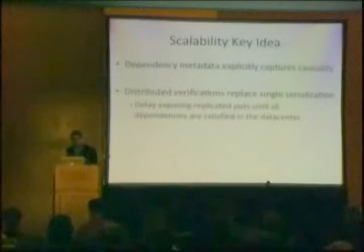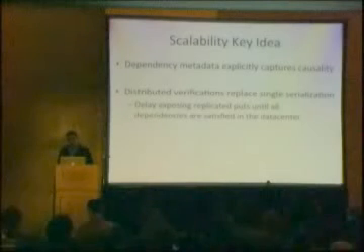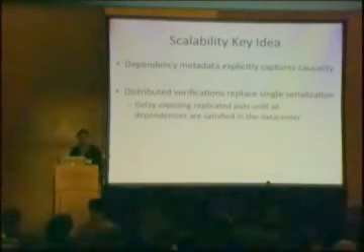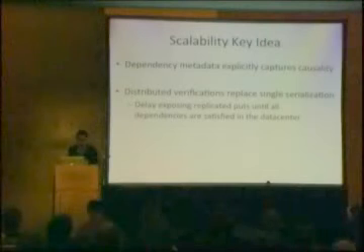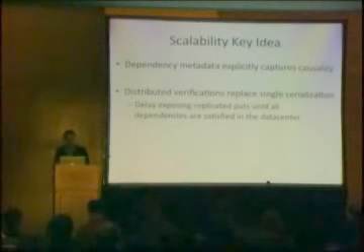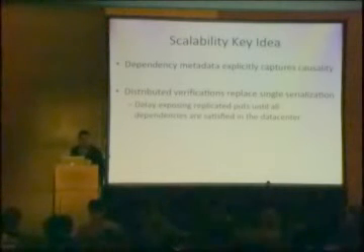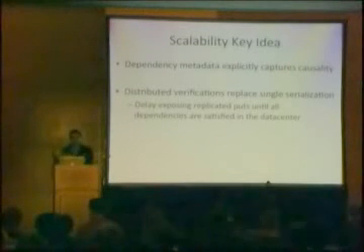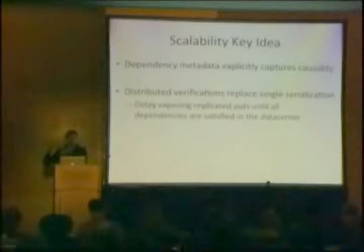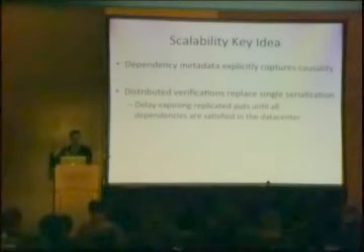So what's our key idea that allows us to provide scalability and maintain causal consistency? Well, it's to move away from that implicit log-based approach to an explicit approach where we use dependency metadata to capture this causality. So we're going to get rid of that single serialization, and instead we're going to replace it with a bunch of distributed verifications. So we're actually not going to expose the value from replicated put operations until we've confirmed that all of the causally previous operations have already shown up in this data center.